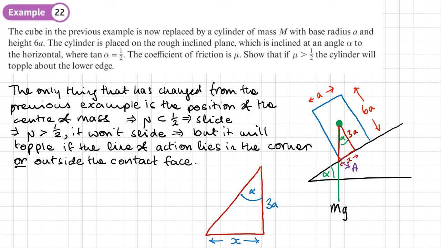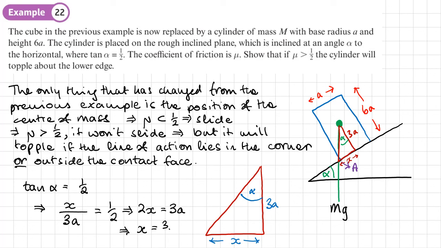Now, what do we know? Tan alpha in the question is a half. How do we find tan? Tan is the opposite over the adjacent. So the opposite is x, that's the side we want to find, over 3a, is equal to a half. So we can cross multiply and we will get 2x is equal to 3a, which means that x is equal to 3 over 2 a. Now, what does that mean?